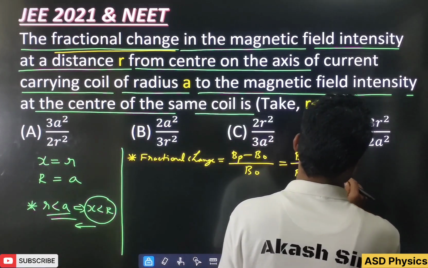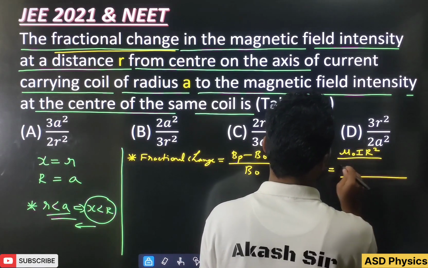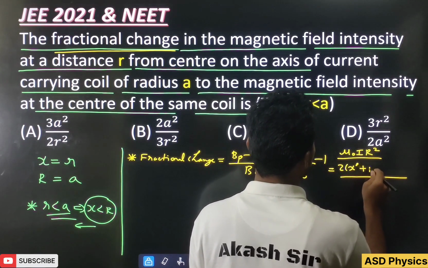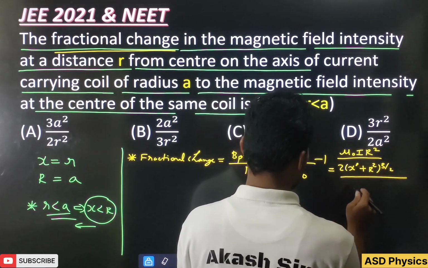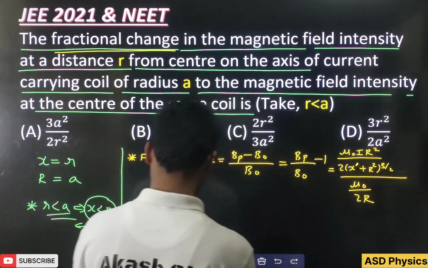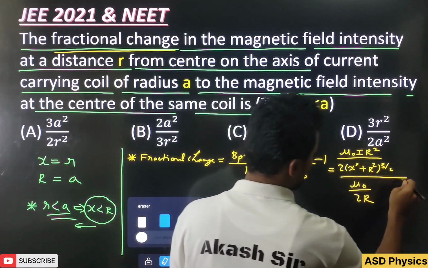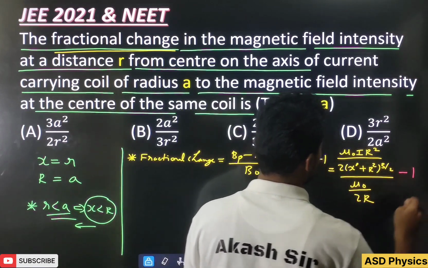Again, let me write the formula first. Bp is mu naught I r square by 2 times x square plus r square to the power 3 by 2. Divided by B naught, which means mu naught by 2r here. And after that, let me work this out roughly here. This minus 1 is separate.